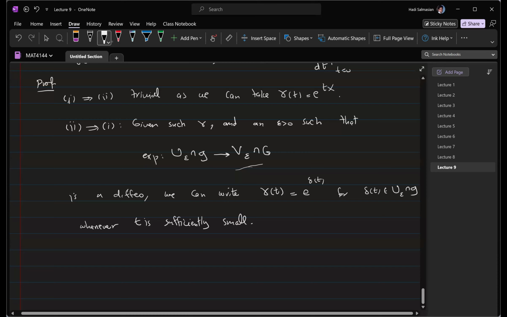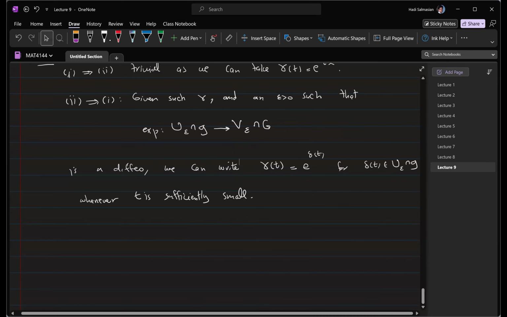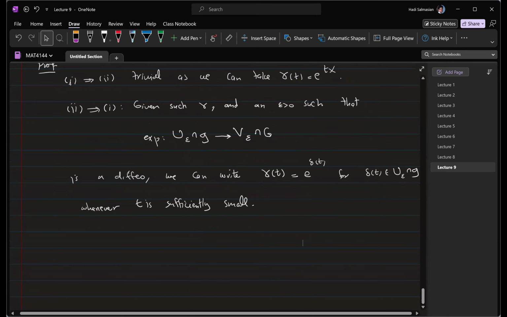Okay, because for t sufficiently small, the value of gamma t will lie in here, so it's in the image of the exponential. So now the gamma of t is e to the delta t. What was the goal? The goal was to show that the tangent vector at 0 was in the Lie algebra. So let us differentiate this again. So now d dt gamma at t equal to 0.